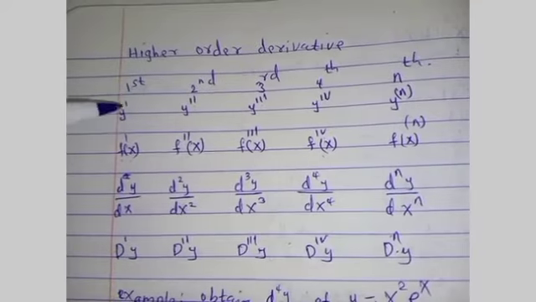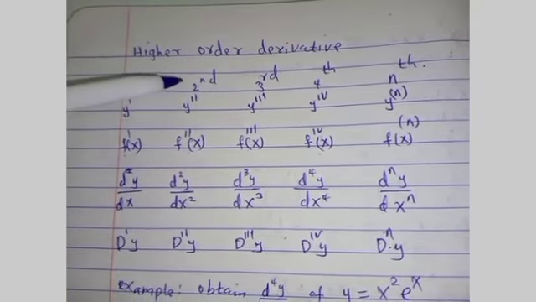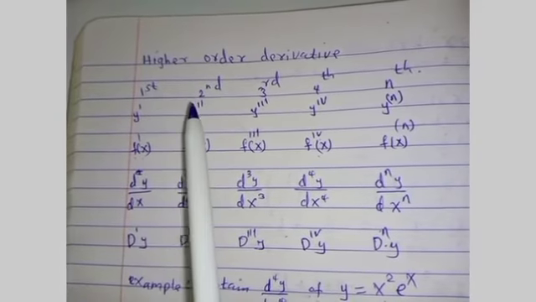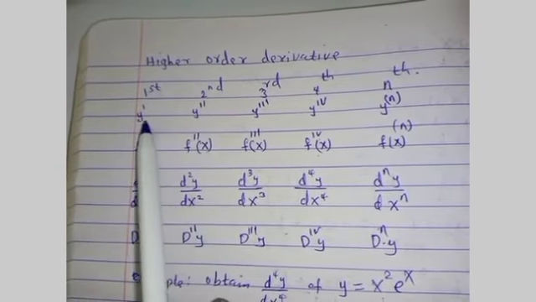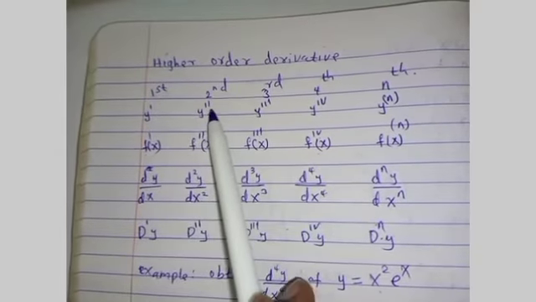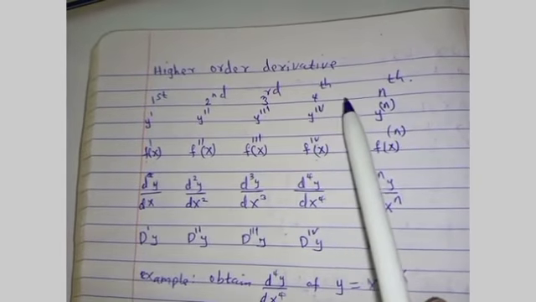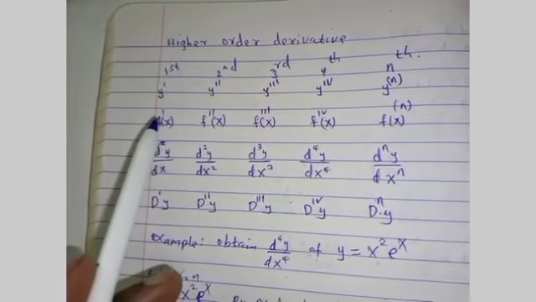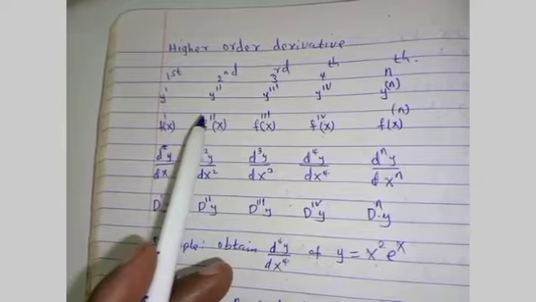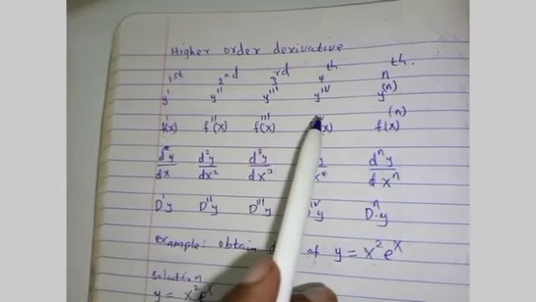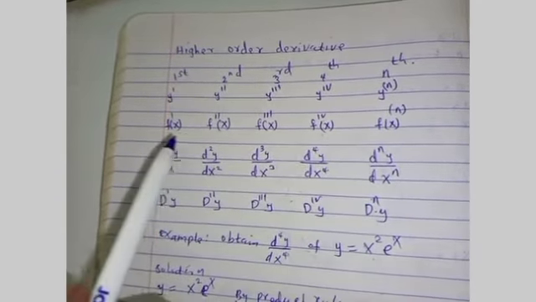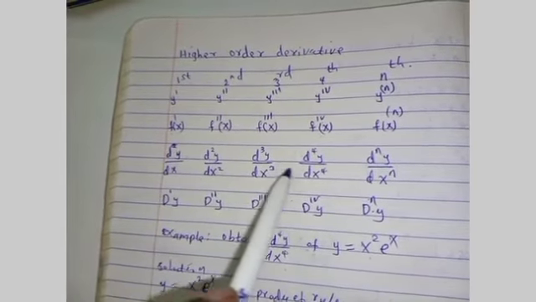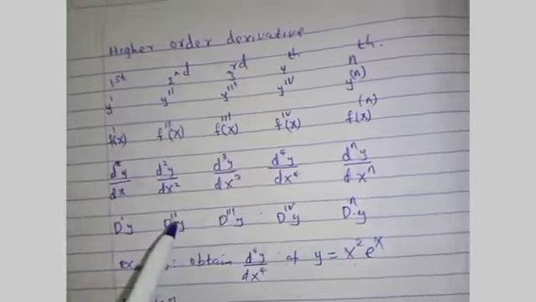Higher order derivative. Higher order derivatives can be represented by all these methods. y prime means first derivative, y double prime second derivative, third derivative, fourth derivative, nth derivative. Or you can represent them in terms of f prime, f double prime, f triple prime, f fourth prime, all the way to nth prime, or dy over dx, d squared y over dx squared, all the way to the last, or this way.